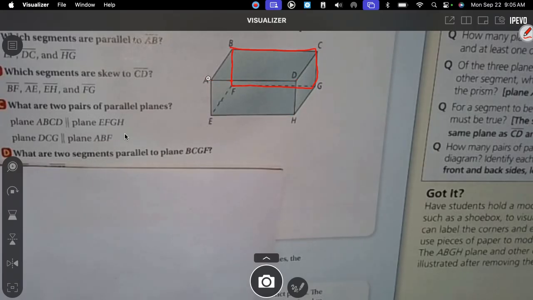Anybody? How about AE and DH? Those are also parallel, right? Because any of them that are in this plane. Does that make sense? I thought it was just the whole square. That's what you're saying now.